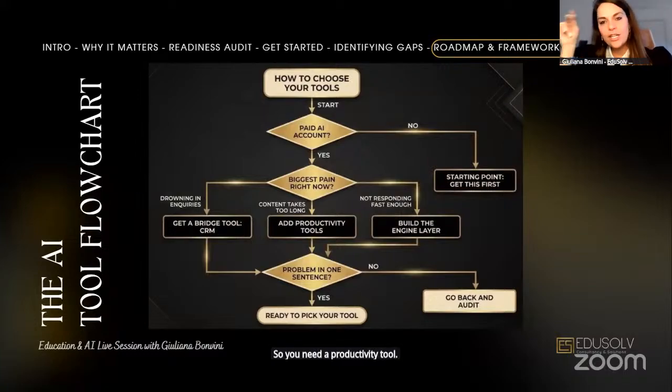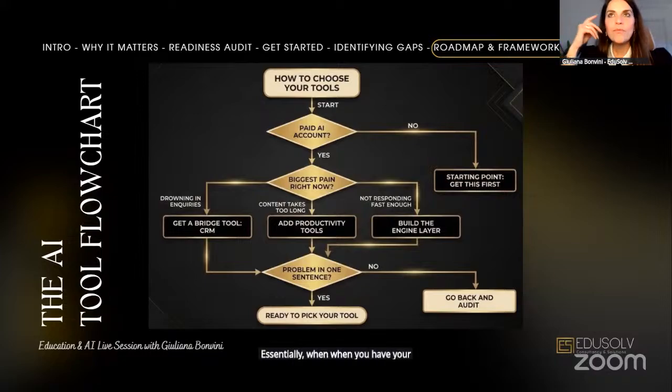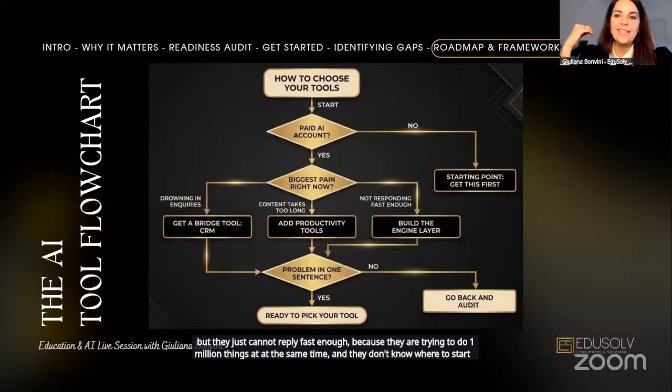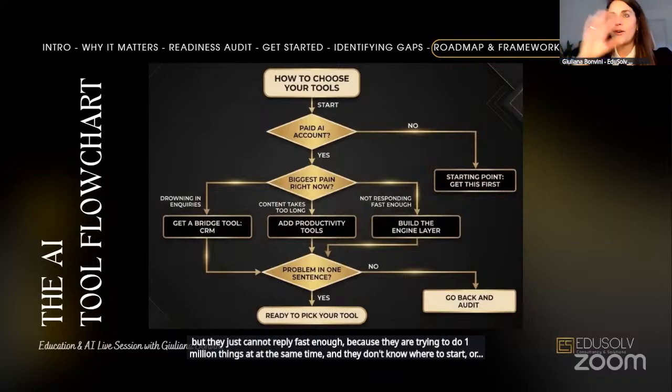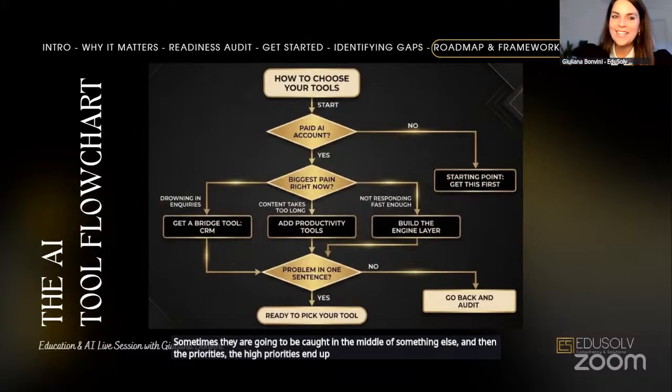And then the third one, not responding fast enough. That's classic, yeah? Which is essentially when your team is supposed to answer inquiries, but they just cannot reply fast enough because they are trying to do 1 million things at the same time, and they don't know where to start. Sometimes they get caught in the middle of something else, and then the high priorities end up at the bottom of the list, which is something that we do not want to see happening.